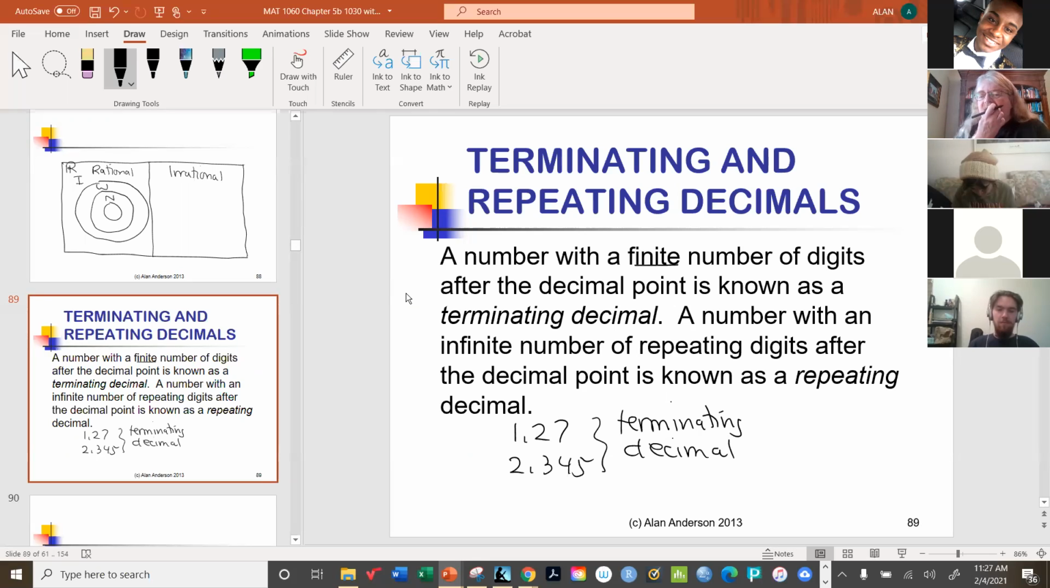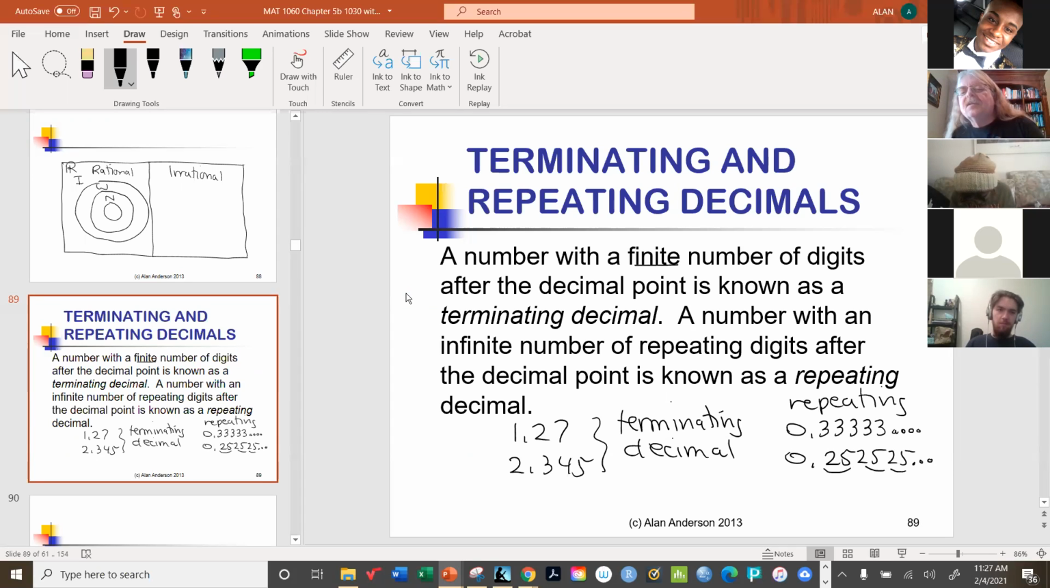On the other hand, if it's infinite but repeating, like something like this, this one is said to be repeating. Or 0.252525. As long as there's a pattern there, we say that it is a repeating decimal. Over here, because they stop eventually, they're said to be terminating. Okay, so when we're ready, I'm going to tell you why this is important.